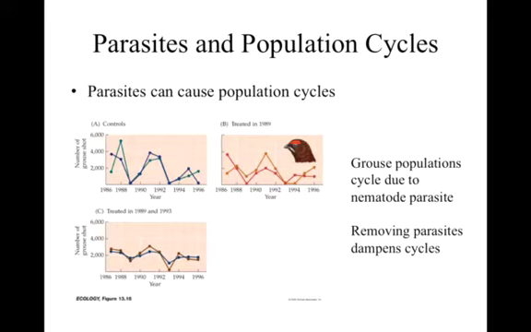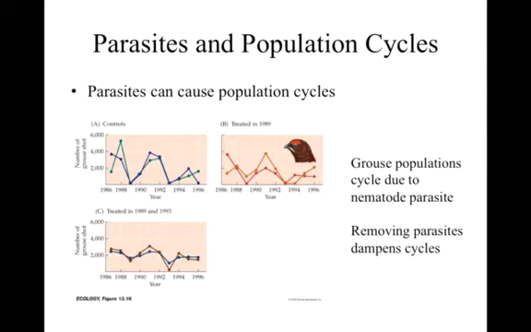We can actually see this in this example. In this particular case, in the top left figure, that's the cycling grouse population. It's a kind of bird, and it's cycling in response to a nematode, or a worm parasite. What happened was in 1989, some grouse populations were treated for the worm. And what you'll notice is that in the figure in the top right, the oscillations are much less intense. They're more damped, and that's because we removed the parasite in 1989.